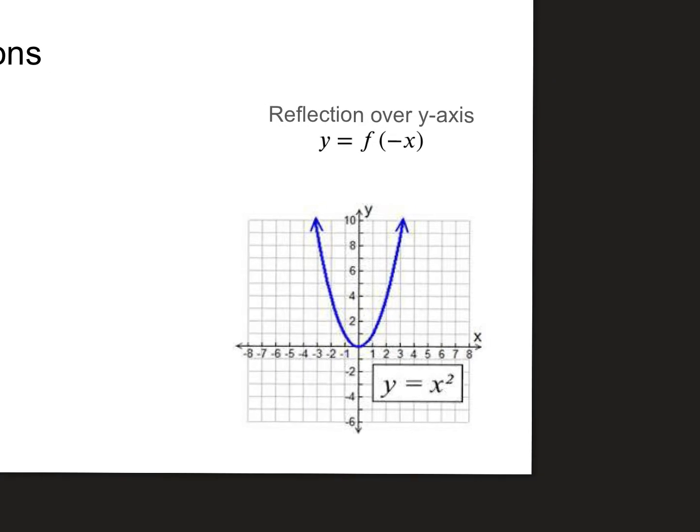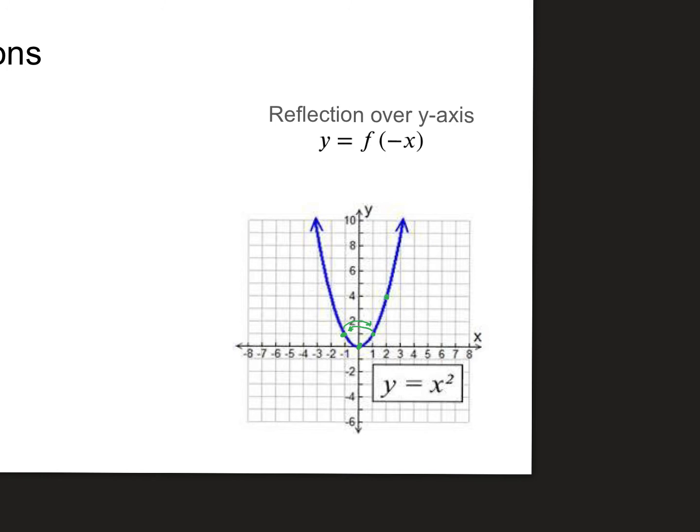Reflection over the y-axis. Well, what happens here? That means that the point that's here on the right side of the axis, here at the point 1, 1, would go over here to the left side, that number of units. And that point that's over on the left side would go over here to the other side, to the right. Huh, that's interesting. That's the same point.